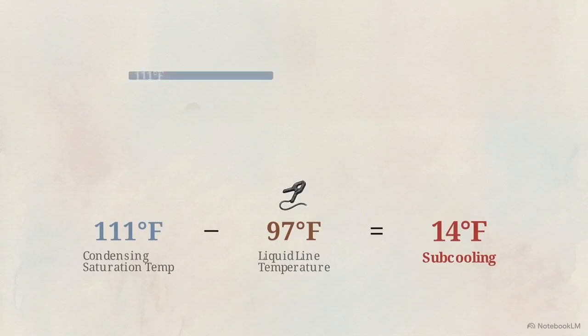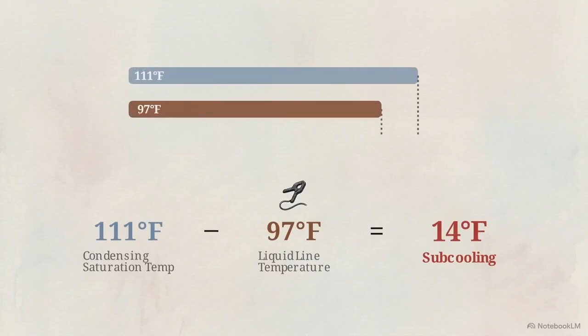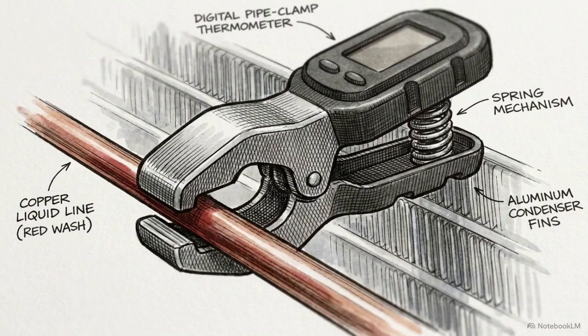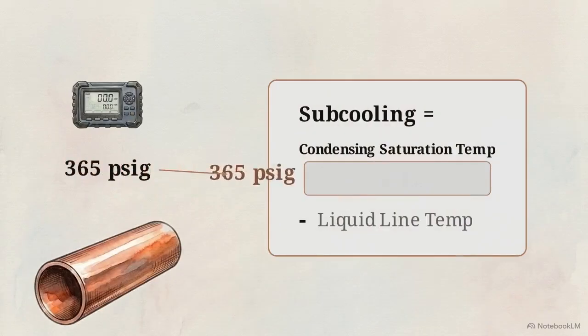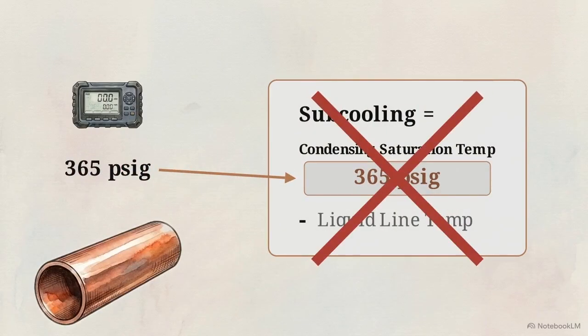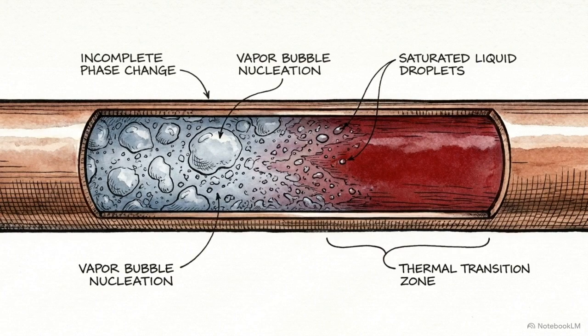Take your condensing saturation temperature and subtract the physical liquid line temperature. This requires taking a reading with your temperature clamp. Secure the clamp strictly to the small copper liquid line leaving the condenser. Placing it anywhere else will invalidate the reading. If you skip the PT chart translation, you cannot calculate subcooling. The physical pressure on its own does not confirm if the refrigerant has successfully changed state.